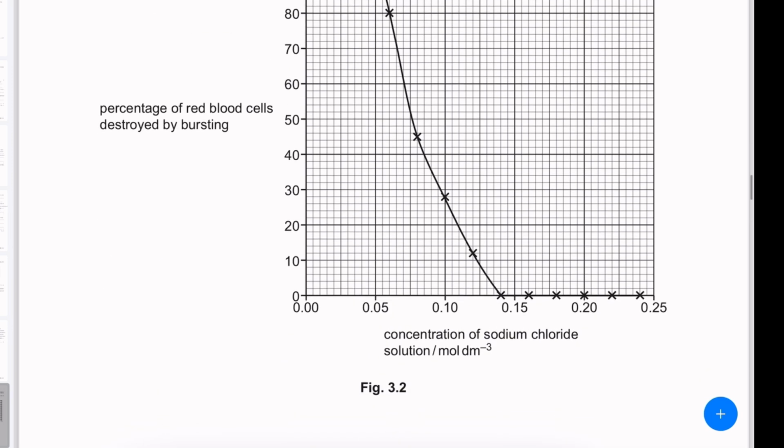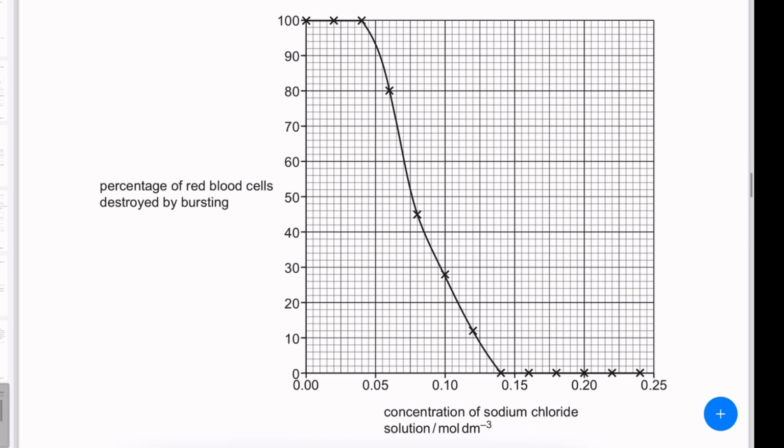So you can see here we have concentration of sodium chloride solution against the percentage destroyed, and you could see 100% will be destroyed when the concentration is actually below specifically 0.04.